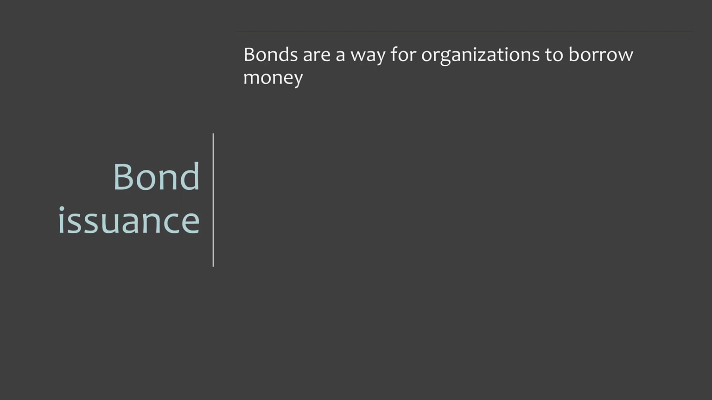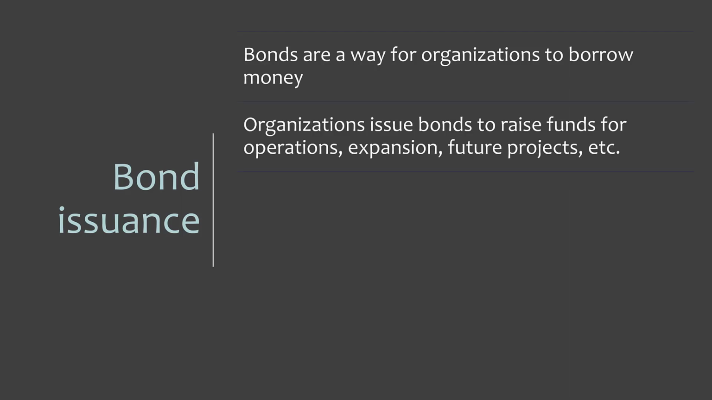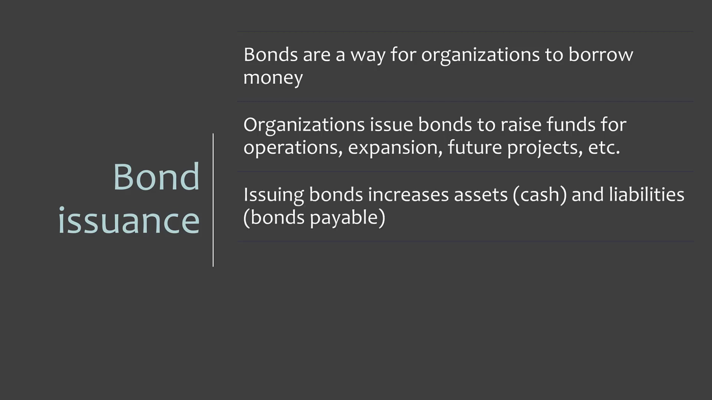An organization can borrow funds by issuing bonds, which are promises to pay back the funds borrowed. A liability is created when an organization issues a bond. Organizations issue bonds to raise funds for operations, expansion, future prospects, and the like. Issuing bonds will increase cash, which is an asset. Issuing bonds will also result in a liability, bonds payable.